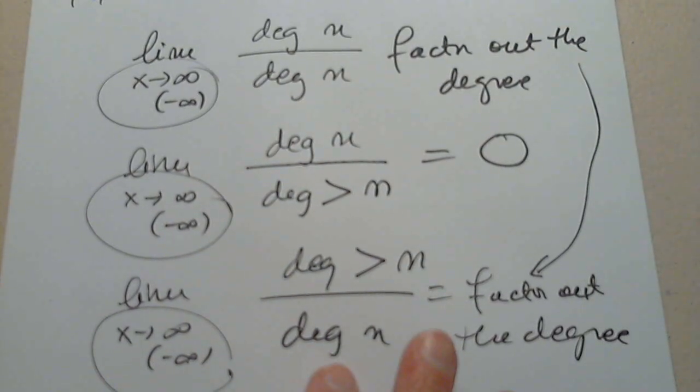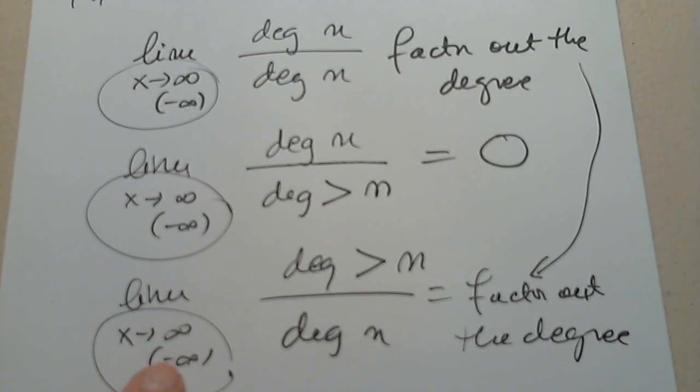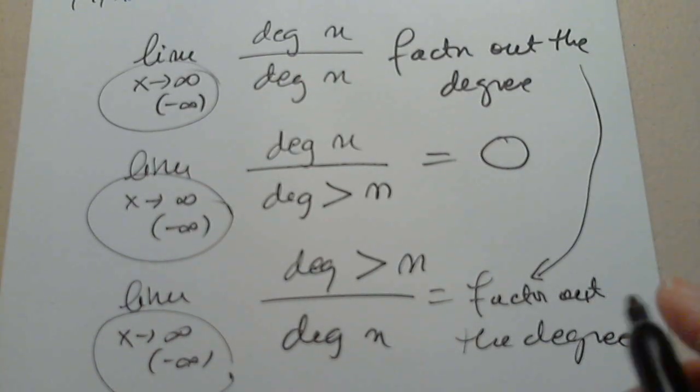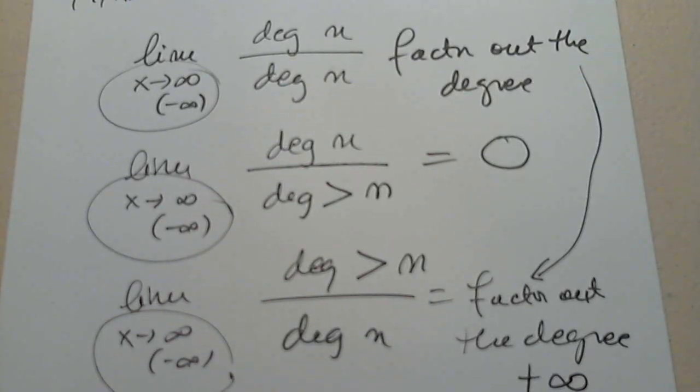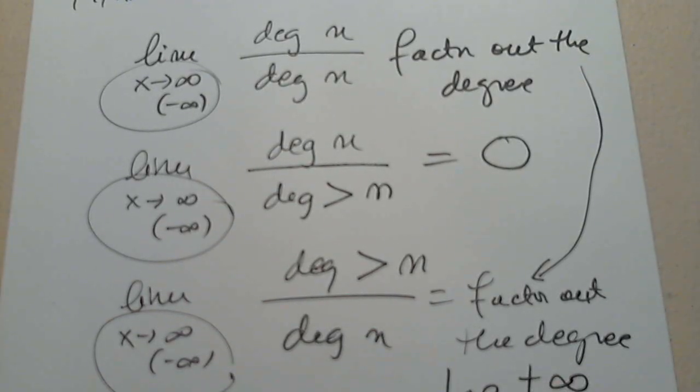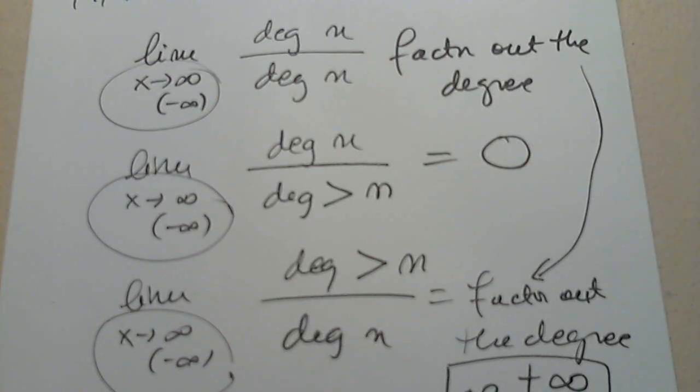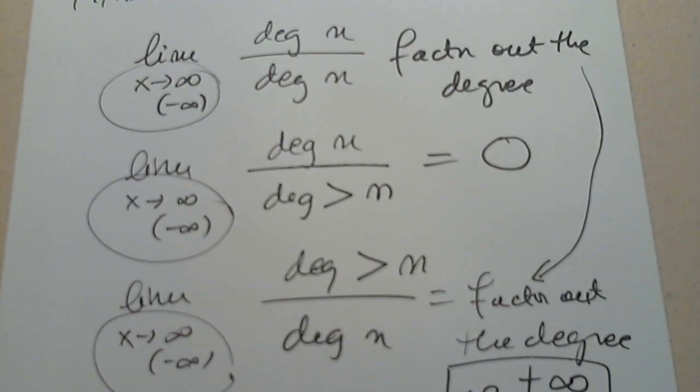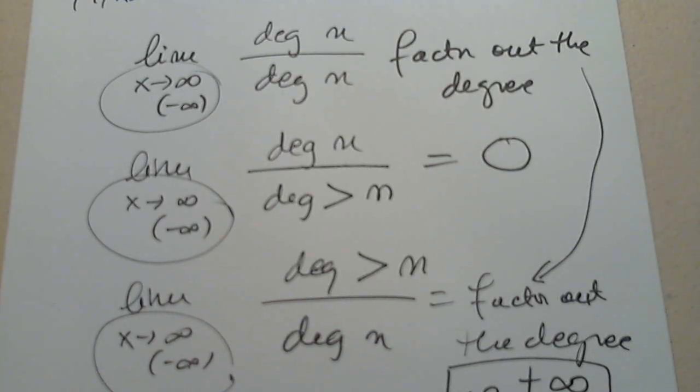Why? Because depending on the sign here, the answer will definitely be positive infinity or negative infinity. This is it. It's guaranteed. But you don't know which sign before you factor out the degree. And simplify as much as possible.